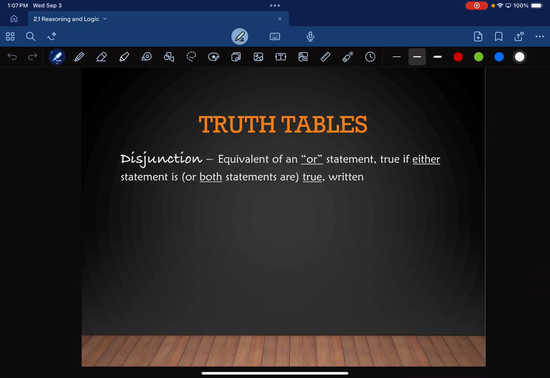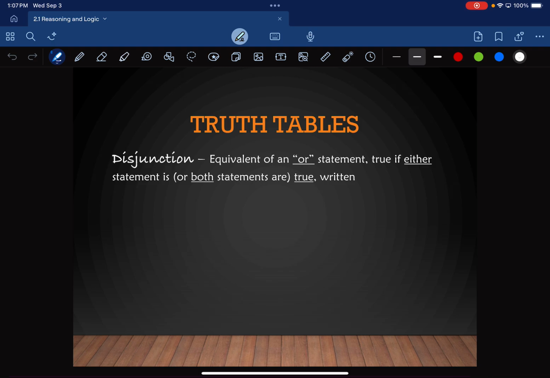Does that look right? Okay, so a disjunction is the equivalent of an or statement. And it's true if either statement is or both statements are true. So it's true if one or the other or both are true. This is written as P ∨ Q. The ∨ means that it's an or statement, or it's a disjunction. Remember, the upside down V is what we had last time, and it means and.